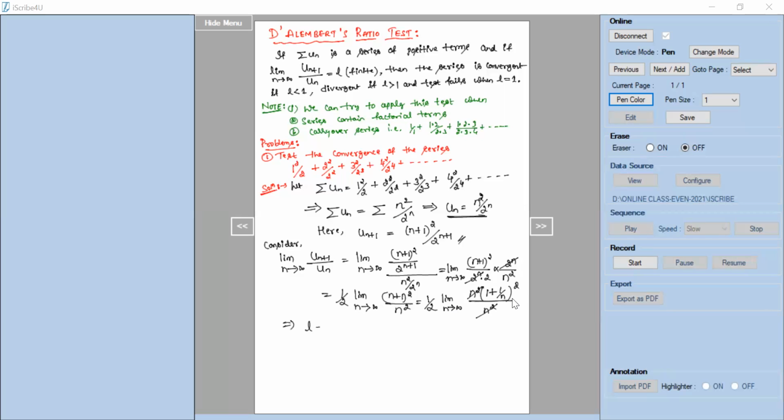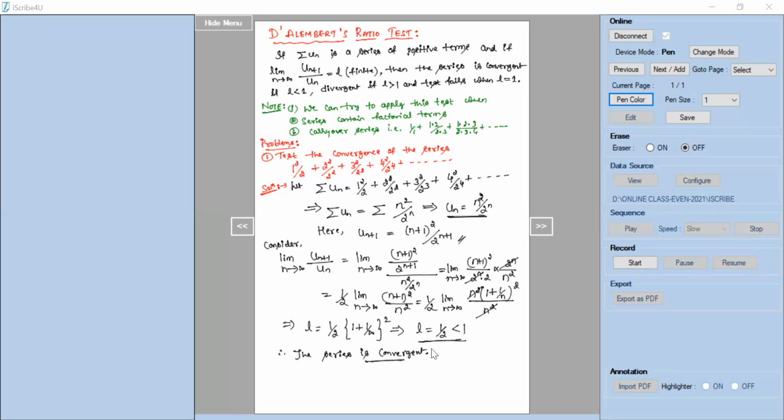So this implies L equals 1 by 2 into, put the value of n in this. n is infinity, so if I substitute here, it is (1 plus 1 by infinity) whole square. 1 by infinity is 0, so 1 plus 0 is 1. 1 square is 1, so 1 into this half gives half, and this is less than 1. So according to the condition of D'Alembert's ratio test, I can conclude that this series is convergent.